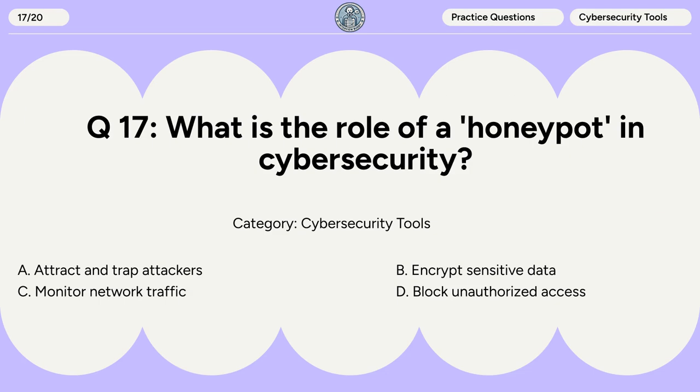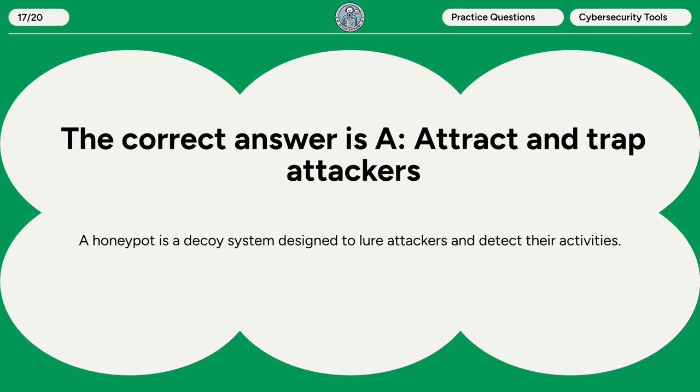Question 17. What is the role of a honeypot in cybersecurity? A. Attract and trap attackers. B. Encrypt sensitive data. C. Monitor network traffic. D. Block unauthorized access. The correct answer is A. Attract and trap attackers. A honeypot is a decoy system designed to lure attackers and detect their activities.